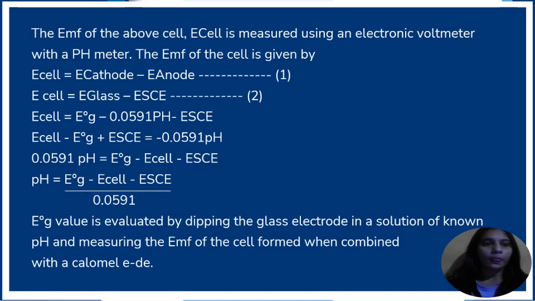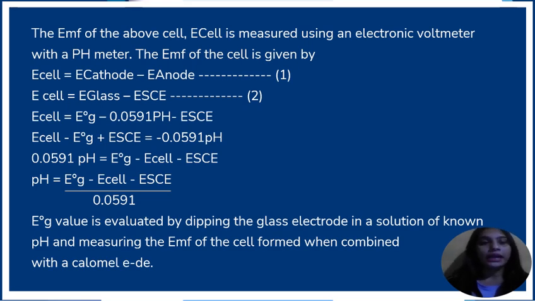EMF of the above cell. E cell is measured using an electronic voltmeter with a pH meter. The EMF of the cell is given by E cell equals E cathode minus E anode. That is the first equation. And E cell equals E glass, the potential of the glass, minus ESCE, which is the second equation. So E cell equals E naught G minus 0.0591 pH minus ESCE.